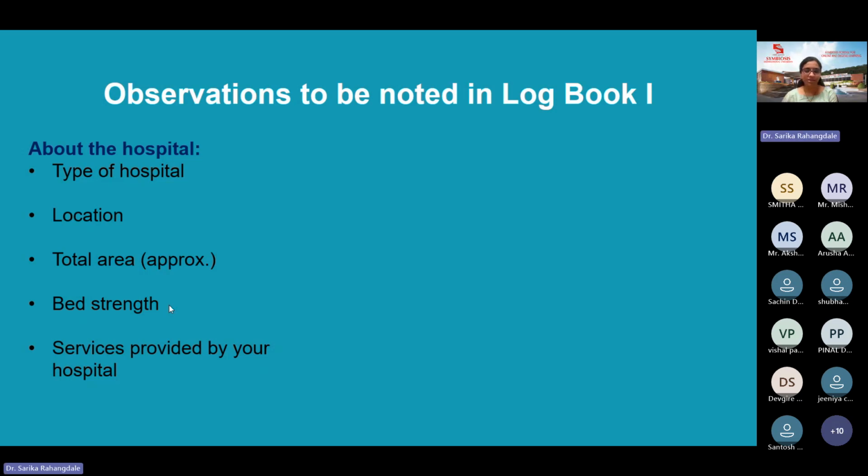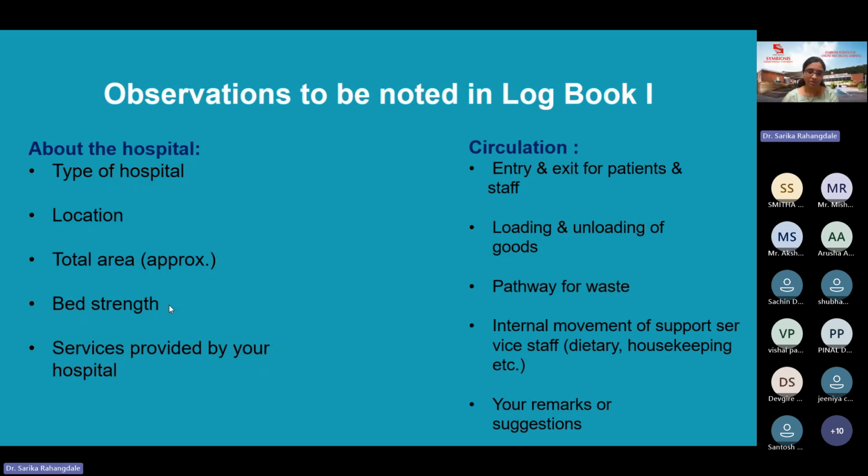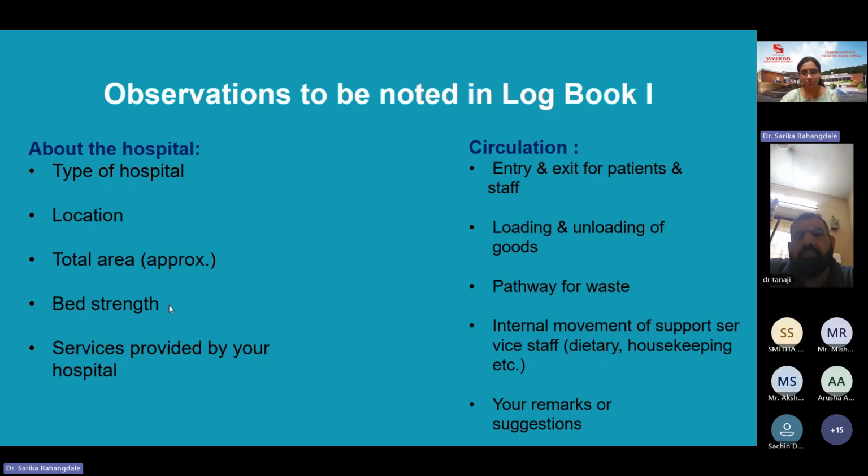The second is circulation. Here I would like to tell you that you should not write in bullets. We have mentioned the headings for your reference. Under these headings, you have to write in a descriptive format, because the weightage of this submission is 30 marks, and based on that you have to prepare your report. It should not be too short, and it should not be too long. It should be sufficient for the 30 marks.